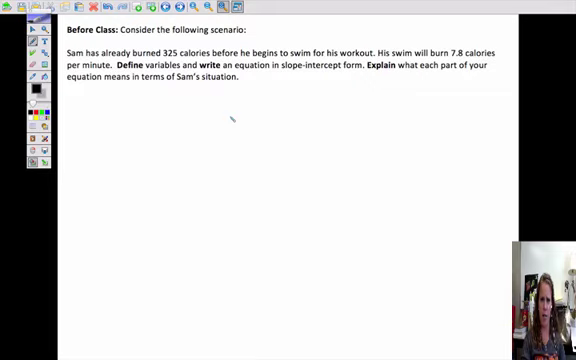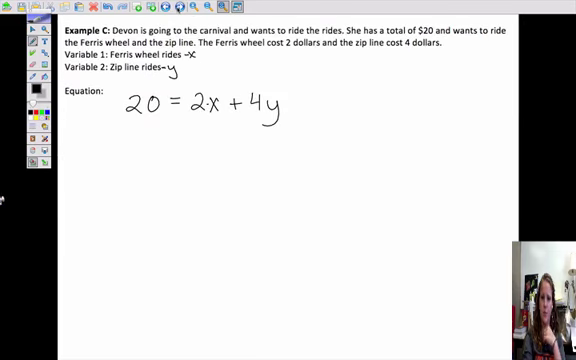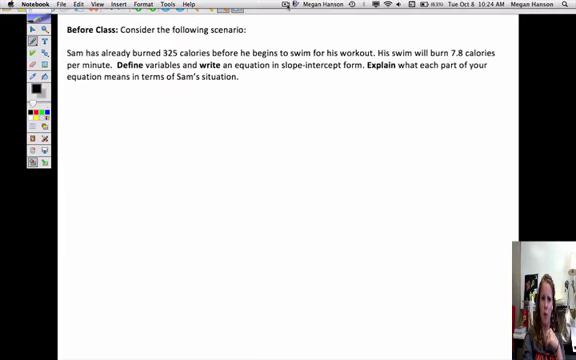Before class, you're asked to consider the following scenario. Sam has already burned 325 calories before he swims. He begins to swim for his workout. His swim will burn 7.8 calories per minute. Check out that per. You're asked to define variables. That's step 1. So go ahead and write, what are my 2 variables? Are they independent and dependent? And then write an equation in slope-intercept form, okay? And then explain what each part of your equation means in terms of Sam's situation, okay? So that's what you're asked to do before class.